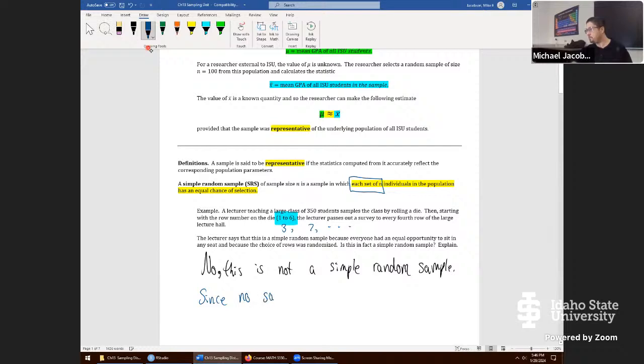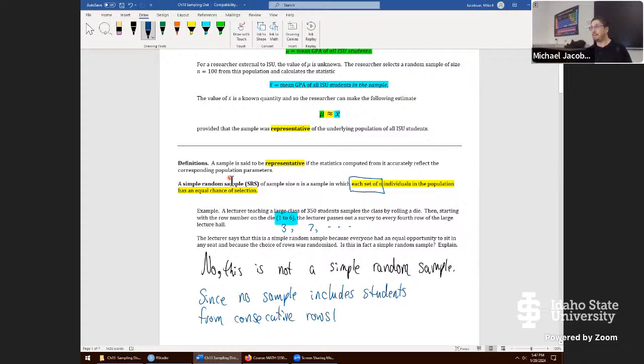no sample includes students from consecutive rows. So that's the whole problem on this one. If you can't have people included from, say, row 3, row 4, and so on, well, it could still be a random sample. It's still useful, but it's not the simple random sample.